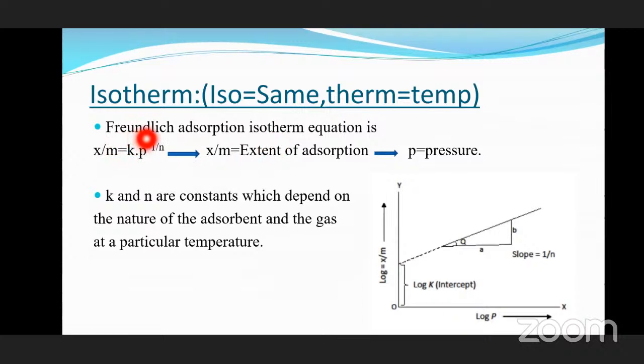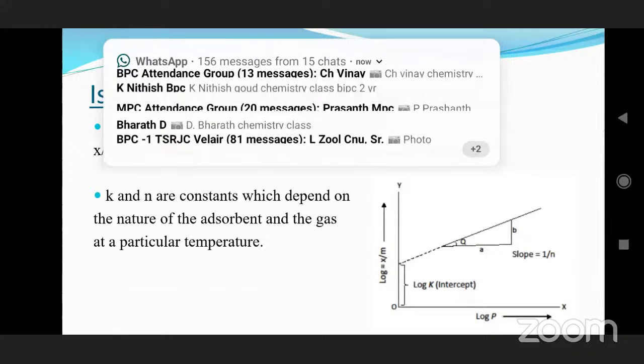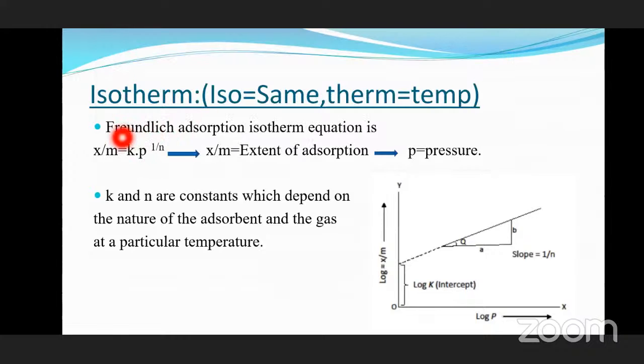But here, according to Freundlich adsorption isotherm, we have to conclude one simple equation, that is x by m is equal to k, p power 1 by n. This principle is nothing but the Freundlich adsorption isotherm. Here, x by m is equal to the extent of adsorption.